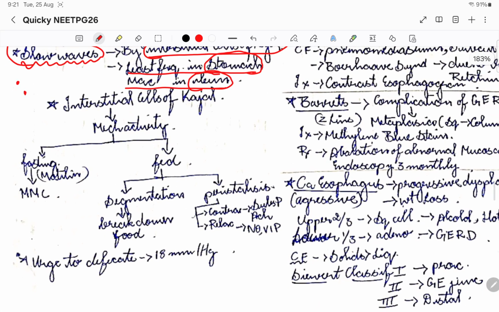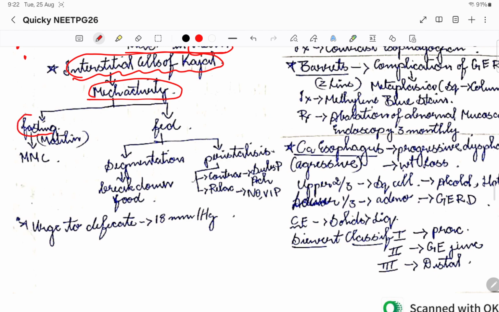Then, coming to the interstitial cells of Kajal, let us see the mechanism of activity. During fasting there is the migratory motor complex, which is caused by motilin. The peristalsis is so strong that it pushes everything out, out through the anus.